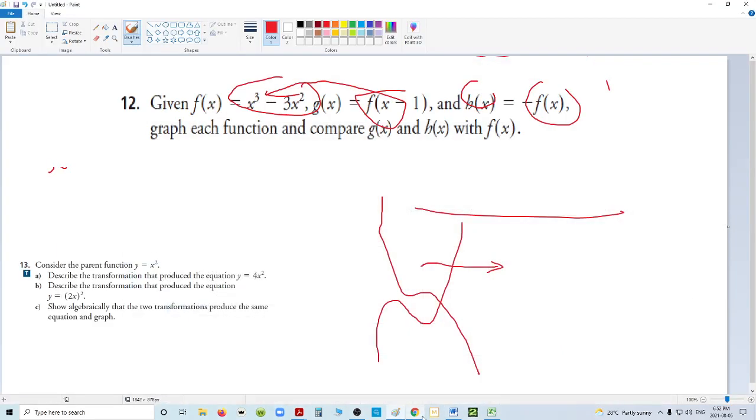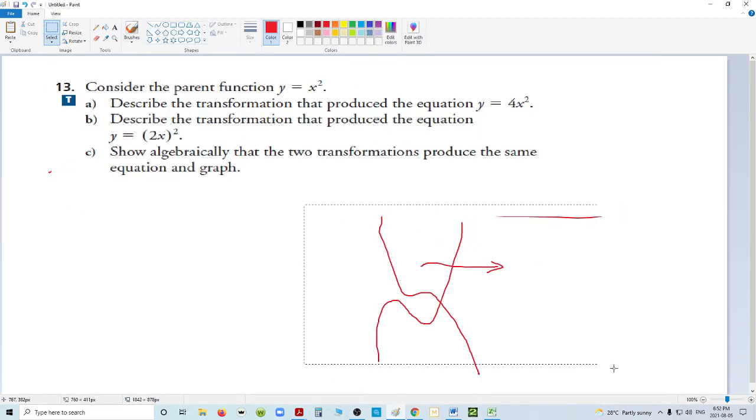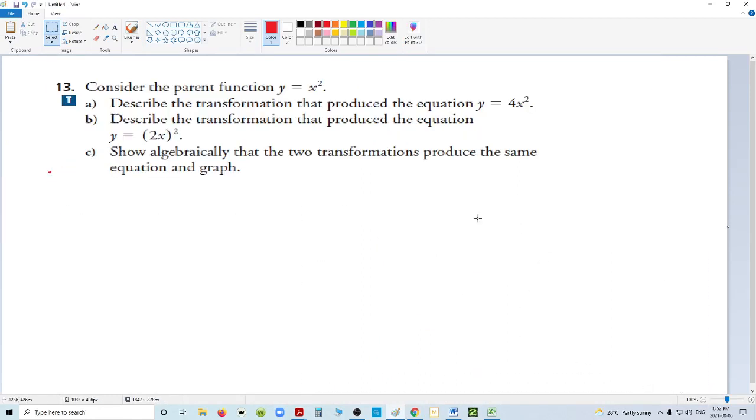Weird question. Consider the parent function parabola. Describe the transformation that would produce this. Okay, well, that's a stretch of 4, vertical stretch of 4. If it was a horizontal thing, you'd see this.